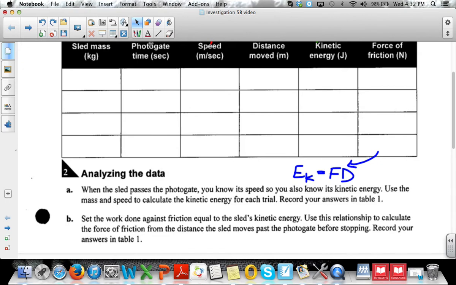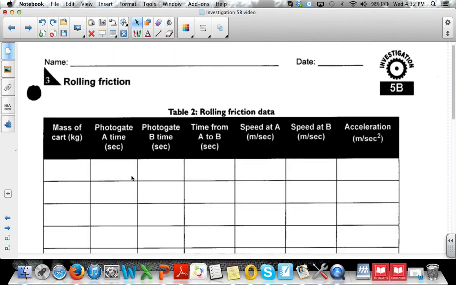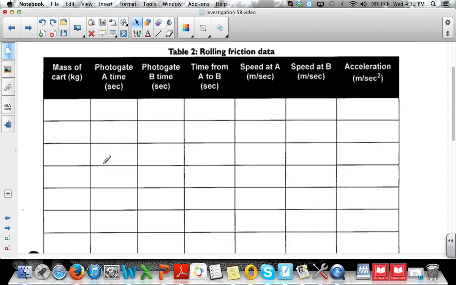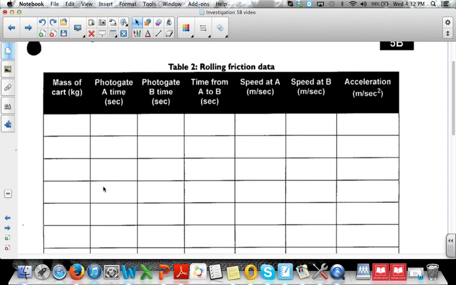Alright, so now going over to section 3. This time you're going to vary the different speeds that you launch it at. So you're not actually going to know what speed you're launching it at. You'll calculate that, but just change how far you pull the rubber band back, stuff like that, and change the different masses. And that's why there's so many lines here. So I definitely want you to fill out every line here. Just change it up. Change the mass, change the speeds, all sorts of stuff.